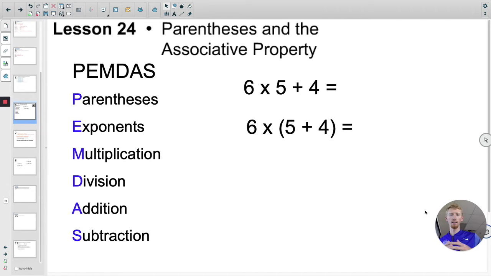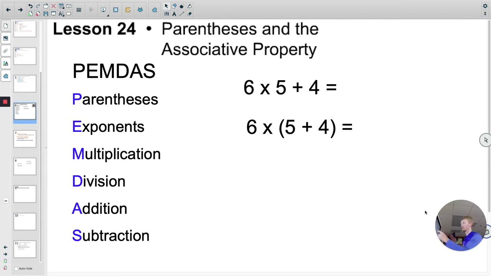All right, fifth grade, lesson 24, parentheses and the associative property. Okay, so take a look at these two problems. Anytime you have a parentheses, you do that first. Take a look at the left, we have our order of operations: parentheses, exponents, multiplication, division, addition, subtraction. So the first thing you always start with are parentheses.